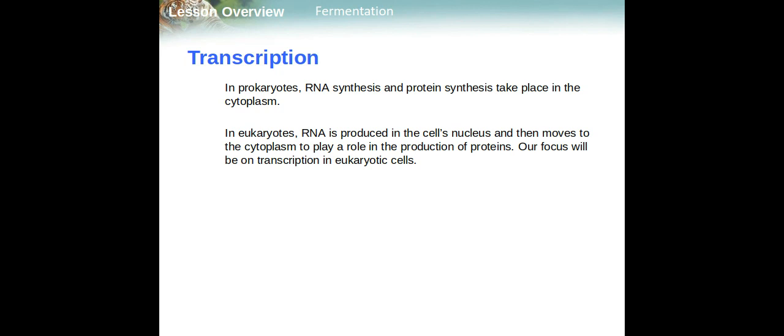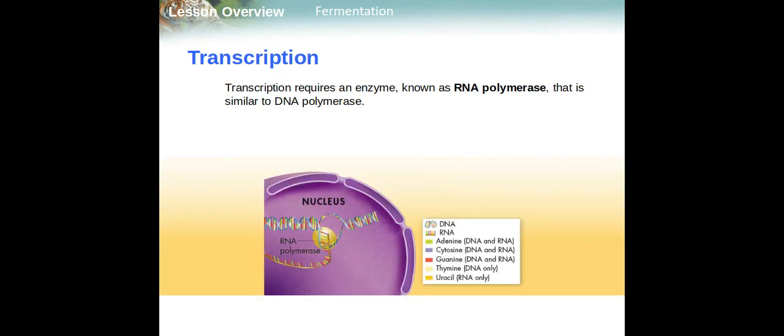In eukaryotes, we'll skip over prokaryotes. In eukaryotes, RNA is produced in the cell's nucleus and then moves out to the cytoplasm to play a role in the production of proteins. Our focus will be on transcription in eukaryotic cells.